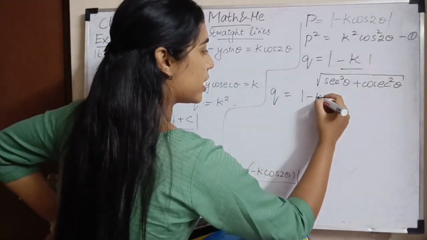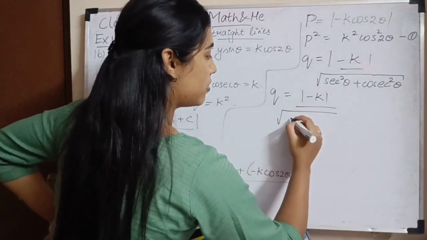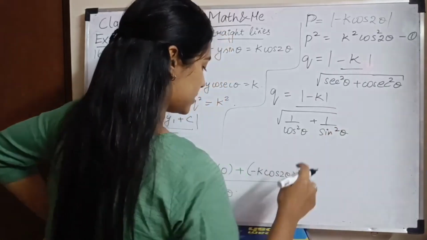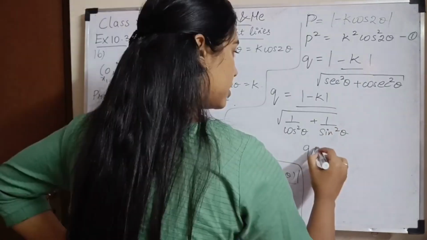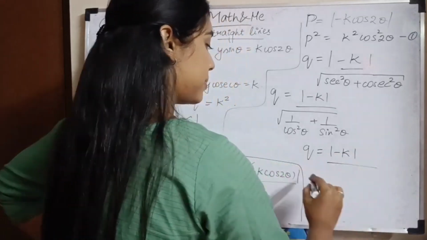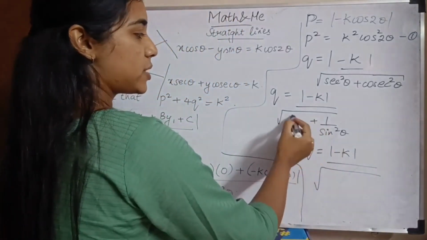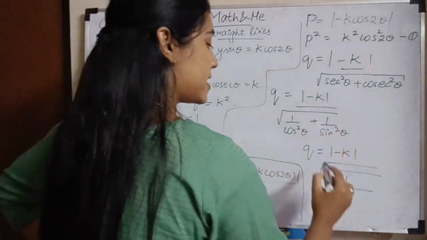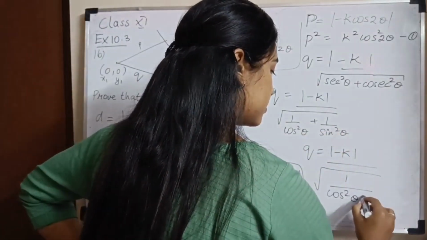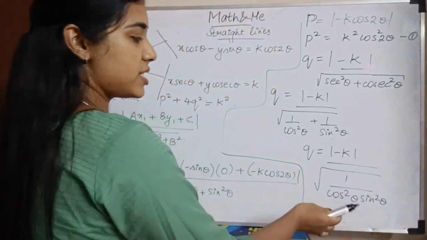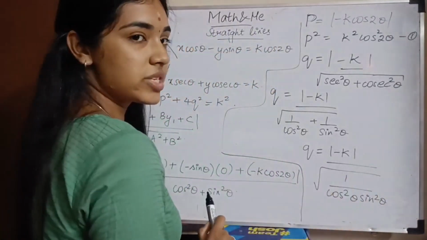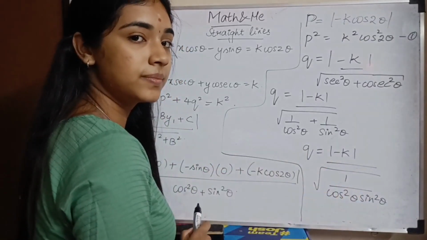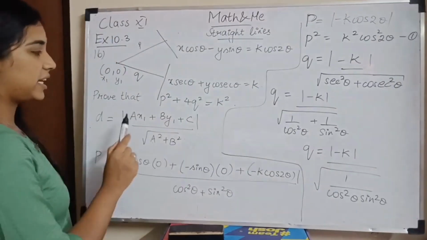Okay. So in the numerator, you have minus k divided by root of 1 by cos square theta plus 1 by sin square theta. So when I take the LCM, what do I have? q equals minus k divided by square root of sin square theta plus cos square theta, which is 1, divided by cos square theta sin square theta, which is inside the root. So when I take the square root outside, this becomes 1 by cos theta sin theta, which comes to the numerator. Clear? So I'll erase this part of the question.